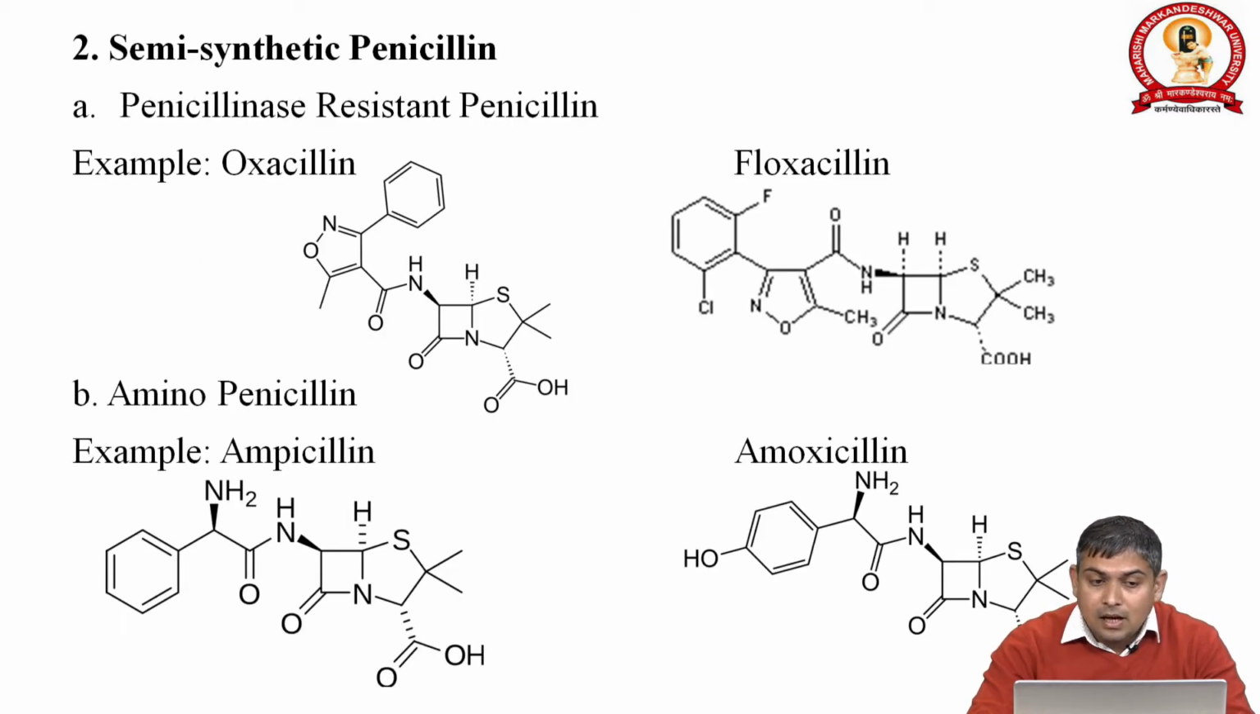The second class is semi-synthetic penicillin. The semi-synthetic penicillins are derived from the naturally existing penicillin, that is benzyl penicillin, and all these penicillin drugs are analogs or derivatives of natural benzyl penicillin. The different derivatives of benzyl penicillin are prepared with the intention to increase its potency and improve its pharmacokinetics. These semi-synthetic penicillins are further subclassified, the first class being penicillinase resistant penicillin.